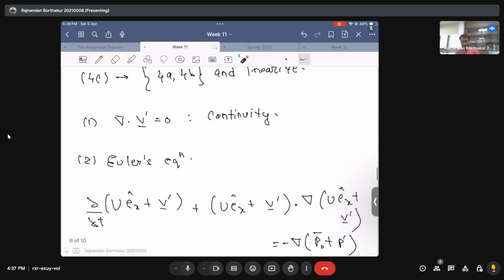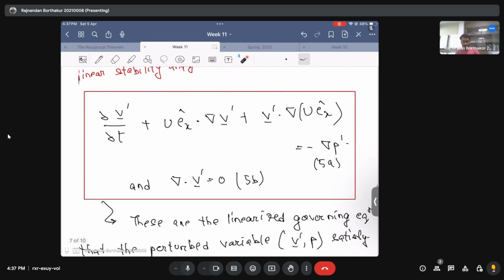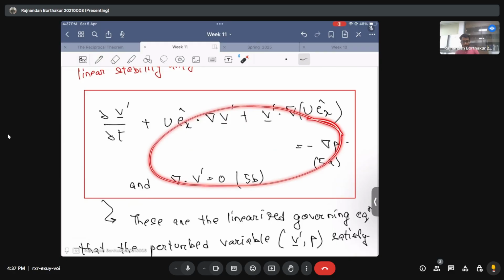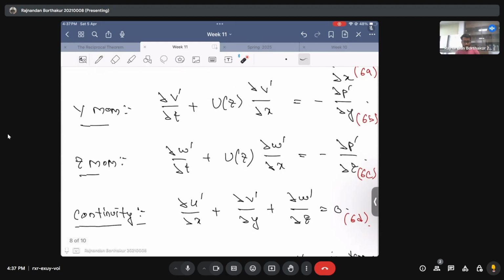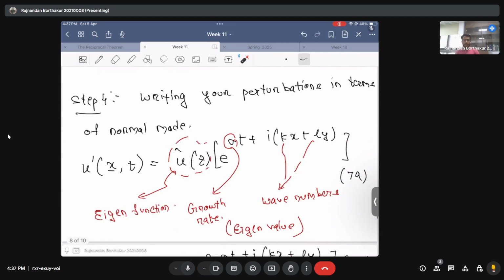And once we get the linearized equations for perturbations, for instance equations 5a and 5b written in component form as equations 6a, 6b, 6c and 6d, the most important step is to carry out the normal mode analysis, meaning that you can write the perturbation in terms of normal modes. And how do we choose a normal mode? Look in the direction of the base flow. If the base flow does not change, you choose a normal mode in that particular direction. If the base flow changes, you cannot choose a normal mode.